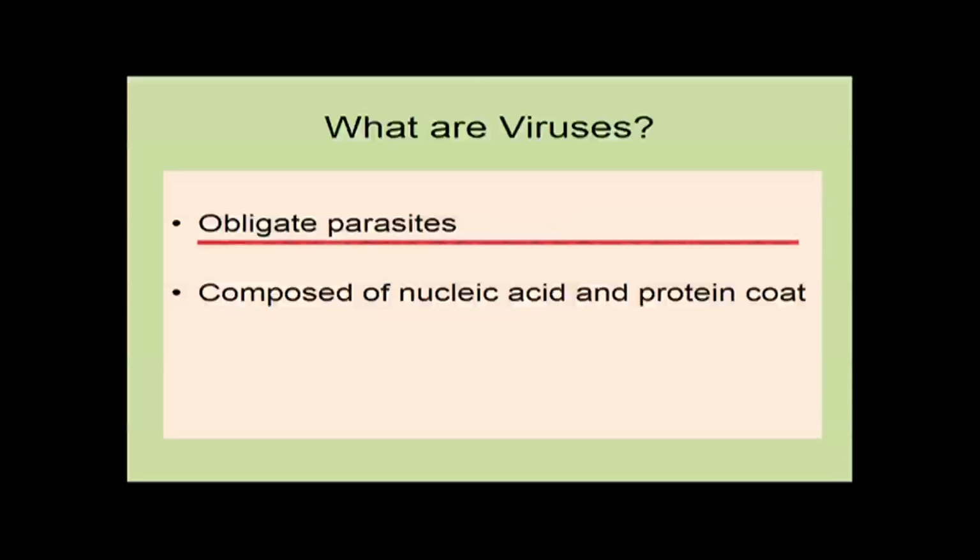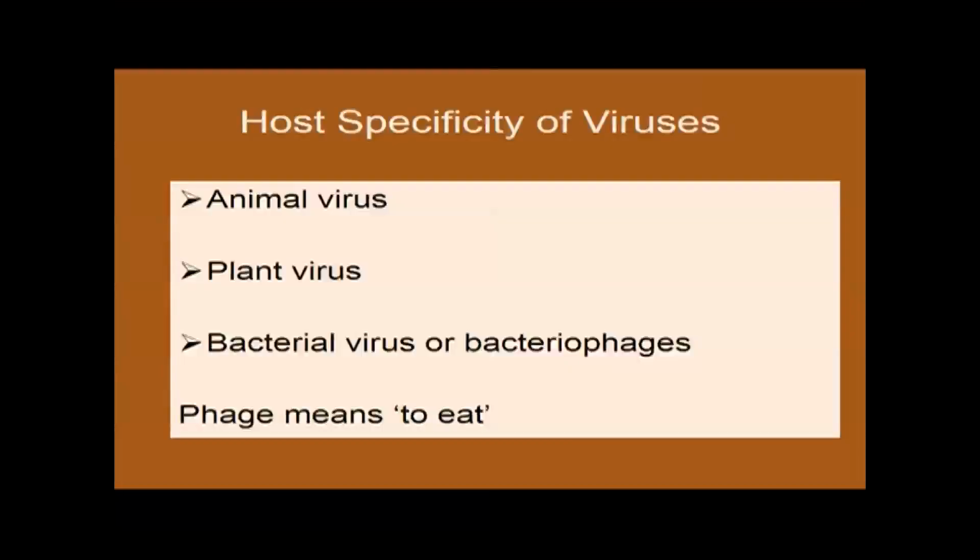Viruses are obligate parasites. That means they are living inside the host cell but non-living when they are outside of the host cell. And viruses are very specific about their hosts. Some viruses attack animal cells and are called animal viruses. Some viruses attack plant cells and are called plant viruses. And some viruses attack bacterial cells and are called bacterial viruses. They are also called bacteriophages because phage means to eat, and since these bacterial viruses infect, kill and completely lyse the bacterial hosts, they are called bacteriophages.